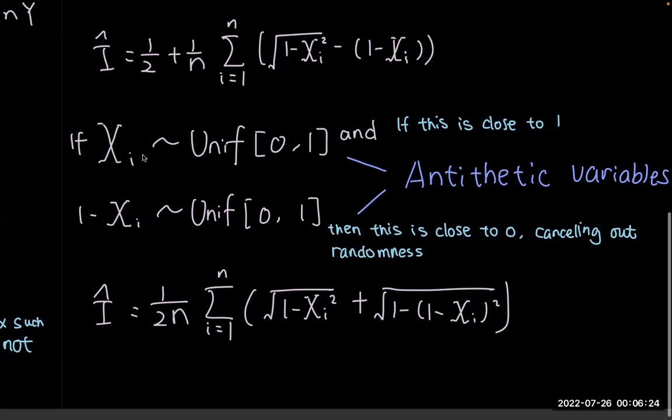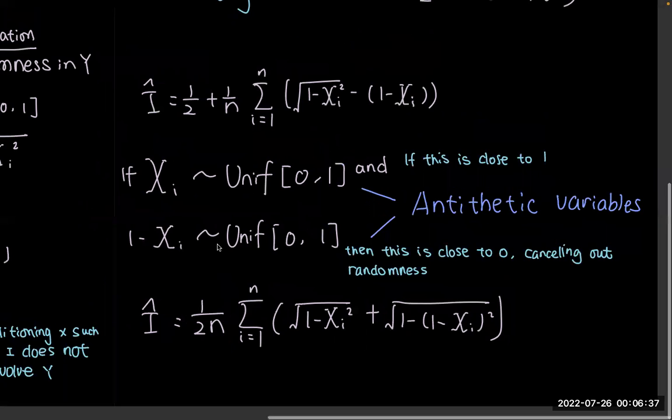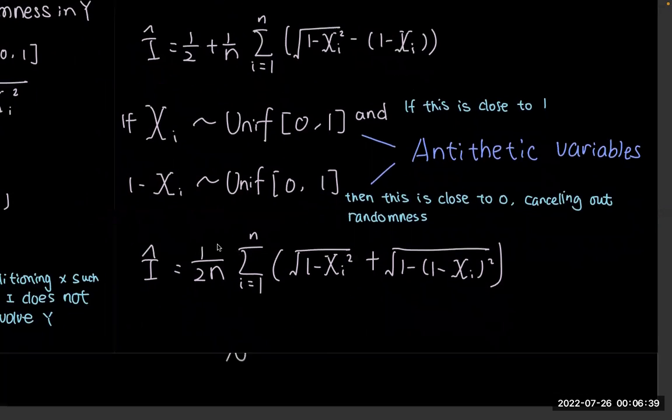The point is that if one is above average, then the other tends to be below average. So therefore, if you sum them over, again, they cancel the randomness, as we will formally show later on. Okay, so this is the antithetic variable method.